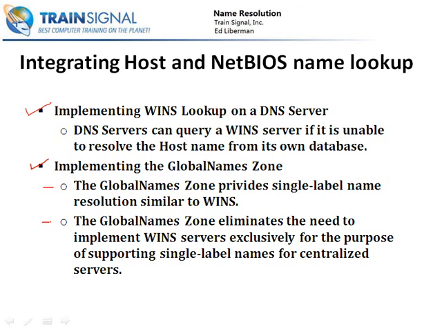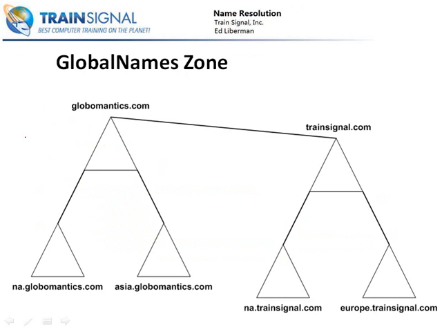Now, let me give you an example to try to clear this up. In this example, I want to take a look at the Global Mantics network. Now, we've already known from our past scenario about the globalmantics.com, na.globalmantics.com, and asia.globalmantics.com domains. But to further explain this, we're going to say that Global Mantics has gotten together with TrainSignal. They've merged, and likewise, the TrainSignal.com namespace has been added to the Global Mantics network. So we have TrainSignal.com, na.trainsignal.com, and europe.trainsignal.com.